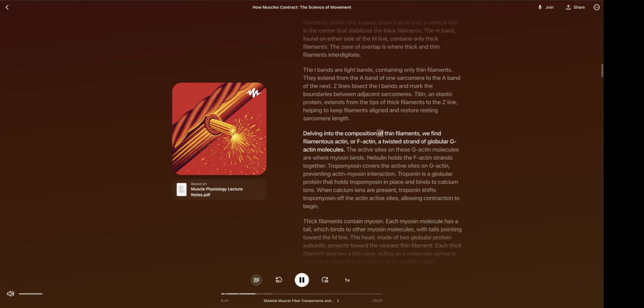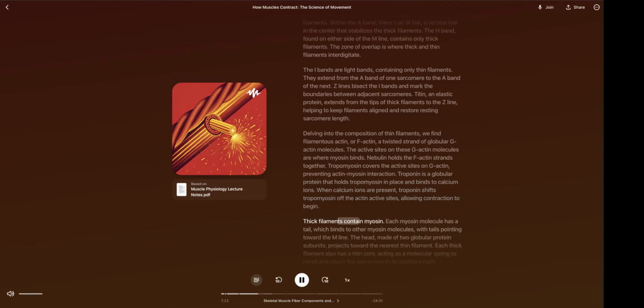Delving into the composition of thin filaments, we find filamentous actin, or F-actin, the twisted strand of globular G-actin molecules. The active sites on these G-actin molecules are where myosin binds. Nebulin holds the F-actin strands together. Tropomyosin covers the active sites on G-actin, preventing actin-myosin interaction. Troponin is a globular protein that holds tropomyosin in place and binds to calcium ions. When calcium ions are present, troponin shifts tropomyosin off the actin active sites, allowing contraction to begin.